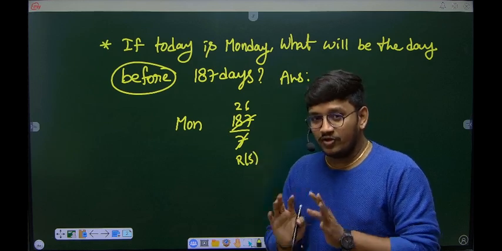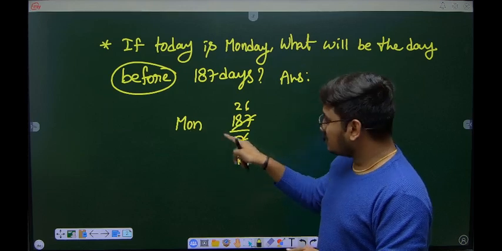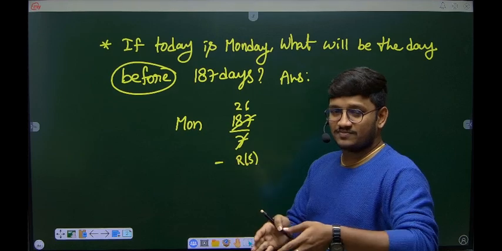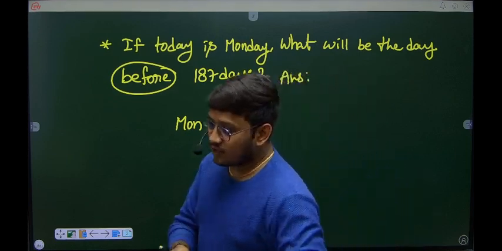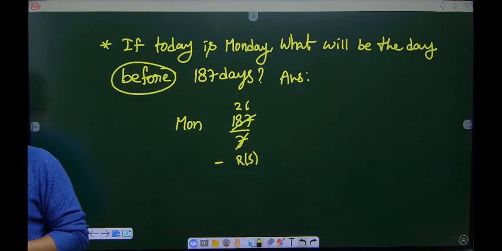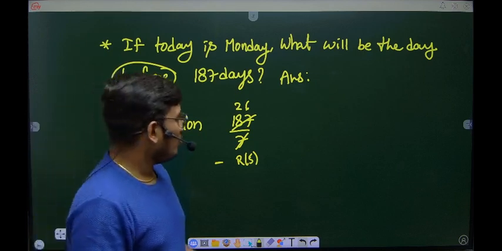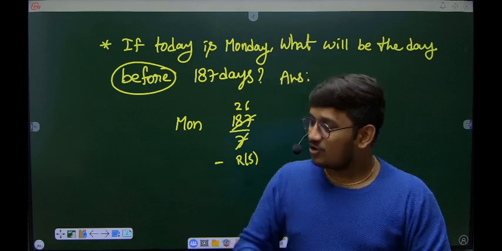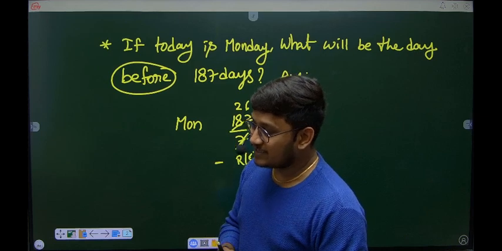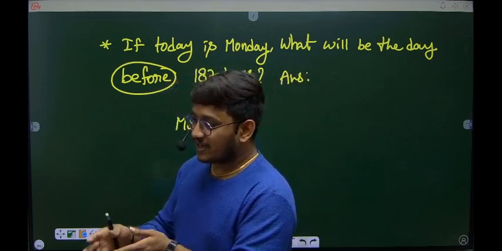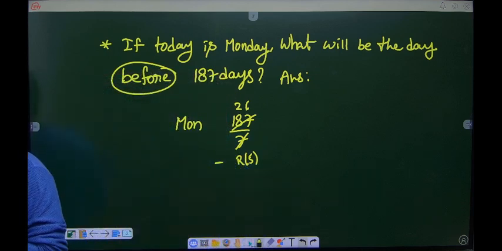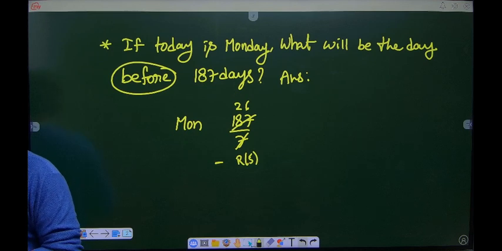Now, Monday, and here they are talking about before, so what you need to do is go in reverse. You need to go 5 days in reverse. What will be the day? Now calculate it in reverse by 5 days. If today is Monday, what will be the day before 187 days? At least calculate and post your answers properly now, because I got different answers. We got the remainder, but you should go in reverse order.